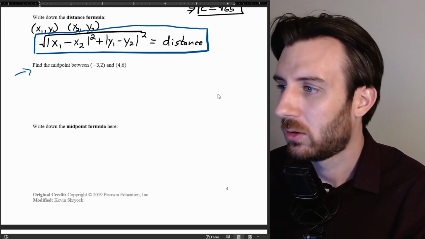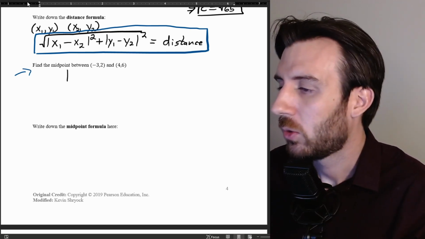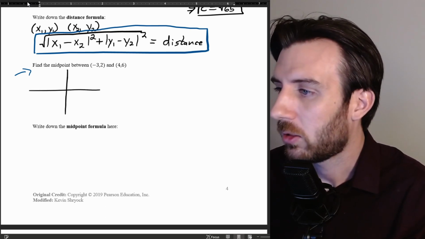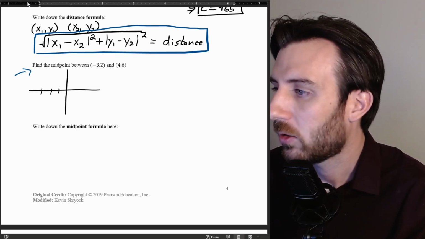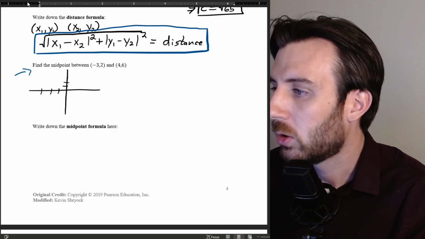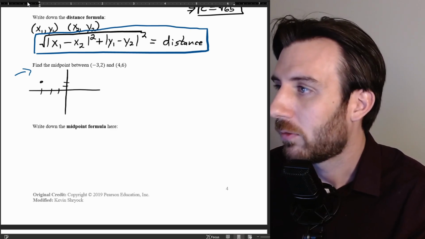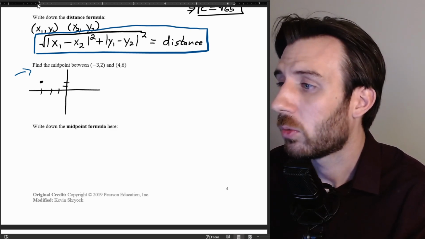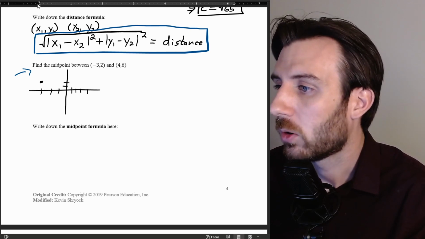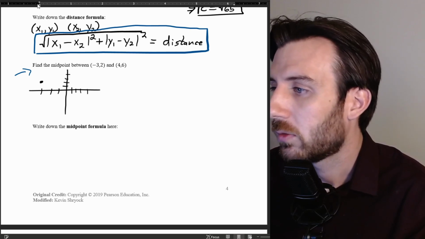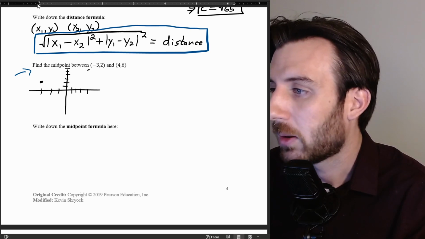The midpoint. So again, let's go ahead and sketch this out. I'm going 3 to the left and 2 up. 1, 2, 3 to the left and 2 up. I'll put a point there. And then I need to go 4 to the right, 1, 2, 3, 4, and 6 up. 1, 2, 3, 4, 5, 6 up. And that's my point right there.